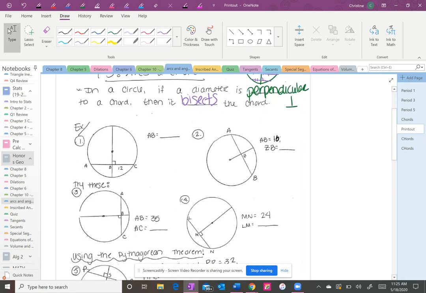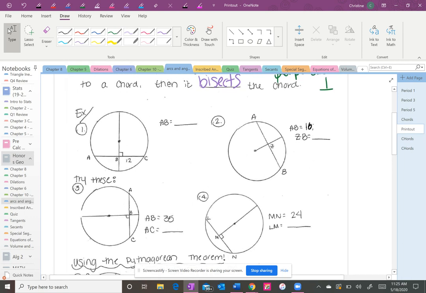So that's it, easy enough. So here it is, here's the diameter, here's a chord, it's bisected. That means that if this is 12, then this is 12, so done. In this one, it's perpendicular, I just didn't draw it. AB is 16. Well, what would happen to 16? It gets cut in half, 8 and 8, great.